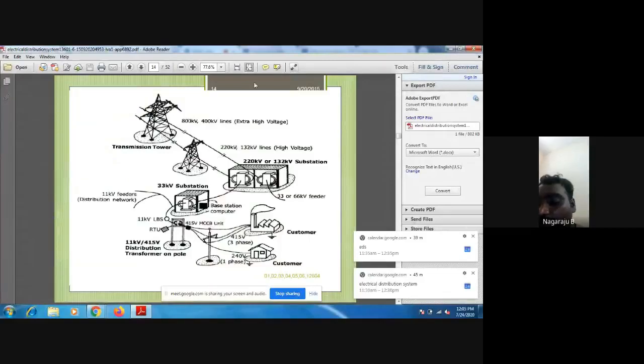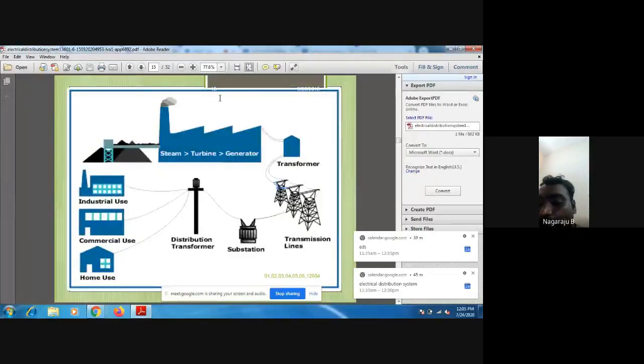I'll share this PPT with you. This is about the different types of loads I have: how we have the generation, the power system, the transmission, and from the transmission line to the substation. The substation's main element is a transformer. That's why a substation is represented as a transformer.